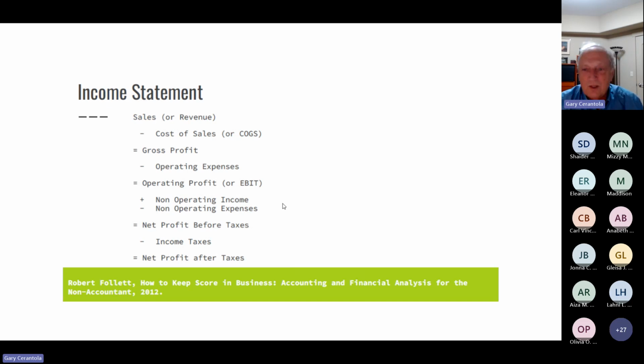This slide works like this. You start with sales, so that's your total revenues. If you subtract your cost of sales, or cost of goods sold, from your sales, you get your gross profit. If you subtract your operating expenses, that's your overhead, now you get to operating profit. And that's otherwise known as earnings before interest and taxes, EBIT. Same thing: operating profit is earnings before interest and taxes.